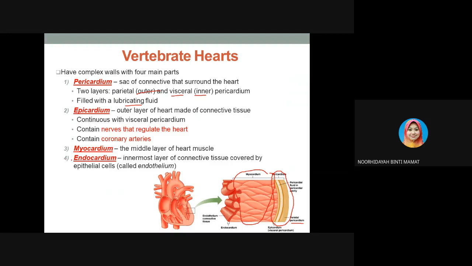heart is the endocardium. So we are talking about endo. It is the innermost layer of connective tissue that is covered by epithelial cells, which we also call the endothelium. So this is the endocardium, and this is the endothelium's connective tissue. This tissue covers the endocardium. All right, so these are the four main parts of the vertebrate heart.